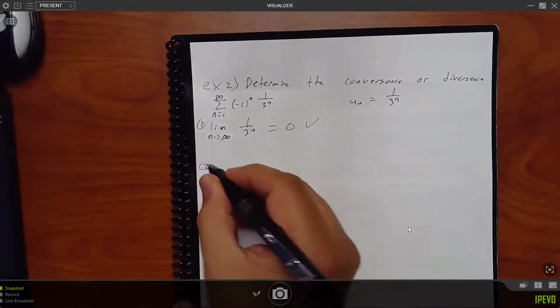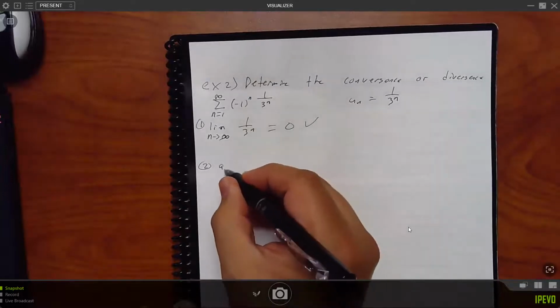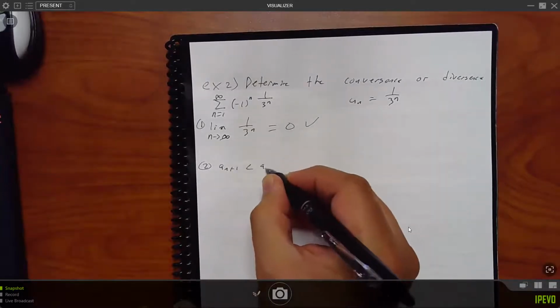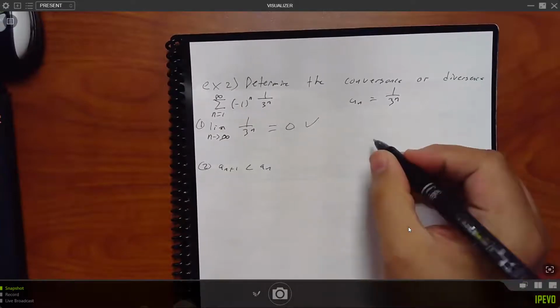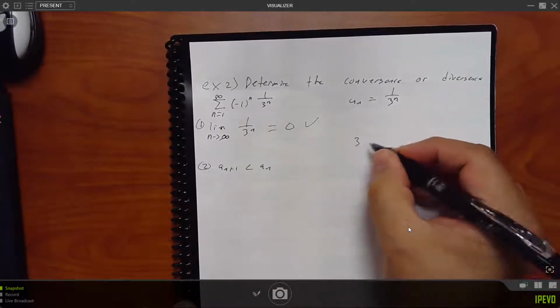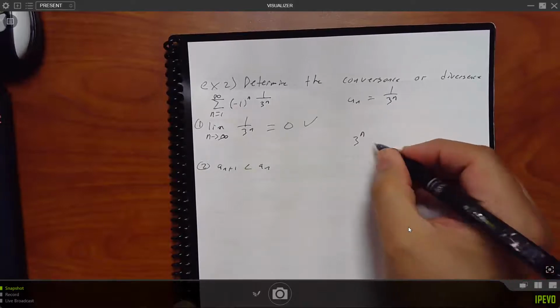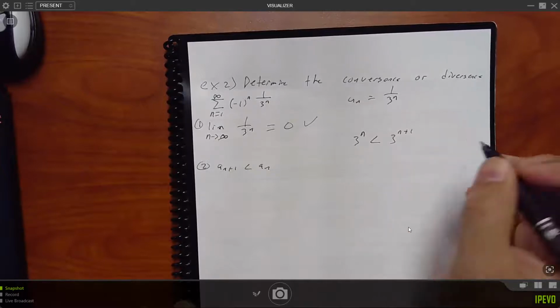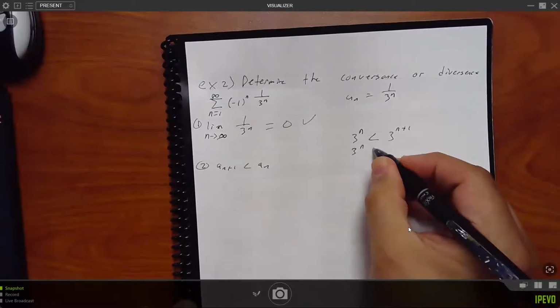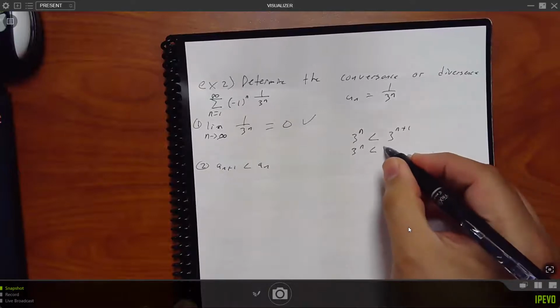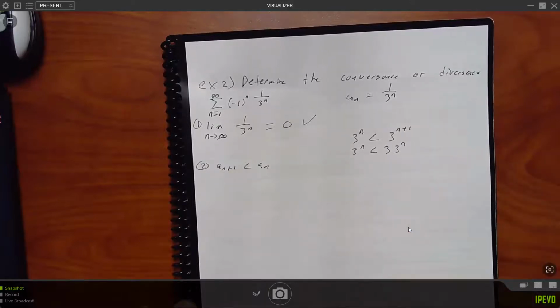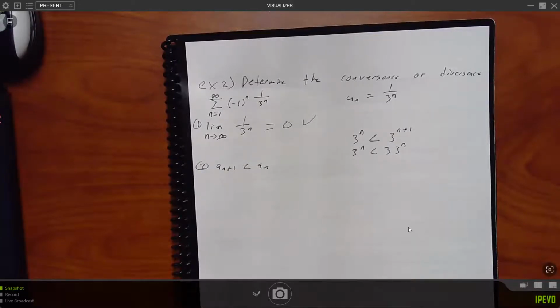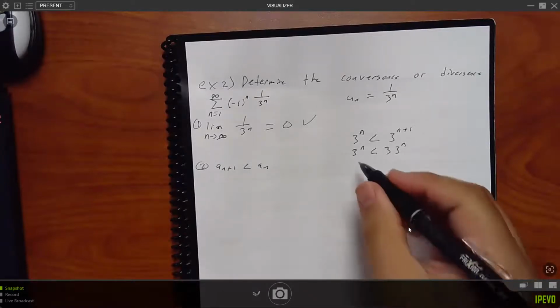Now we check: is a sub n plus 1 less than a sub n? Well, I know for sure 3n is smaller than 3n plus 1. But to make it more concrete, we can factor that out as there's 3 of them. So now for sure, that one is less than, because it's 3 times as big. Okay, now I take the reciprocal.